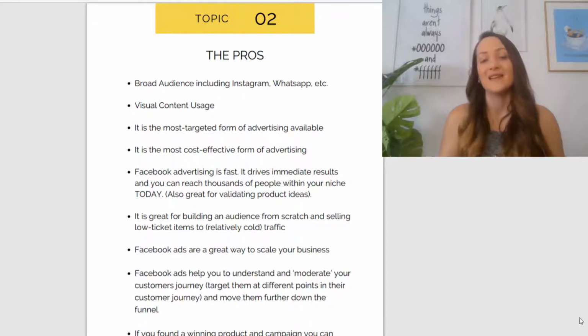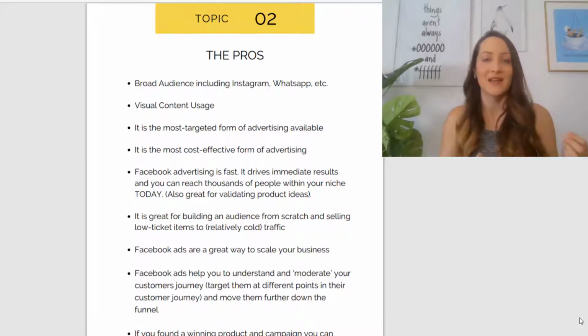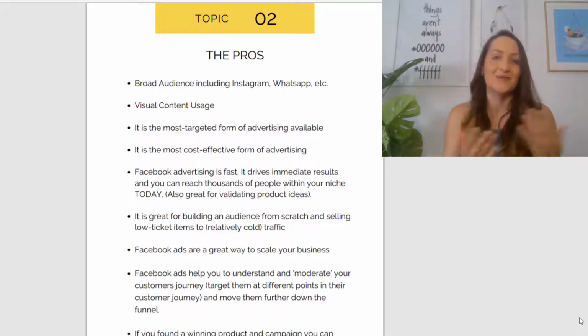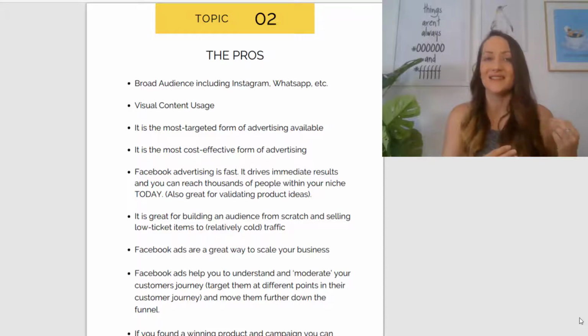You can also use low ticket items to sell on Facebook and then use the buyers as a seed audience for lookalike audiences, which is amazing. And as I said, targeting wise, this is as advanced as it gets on the market. So huge pro for building an audience and growing a group.